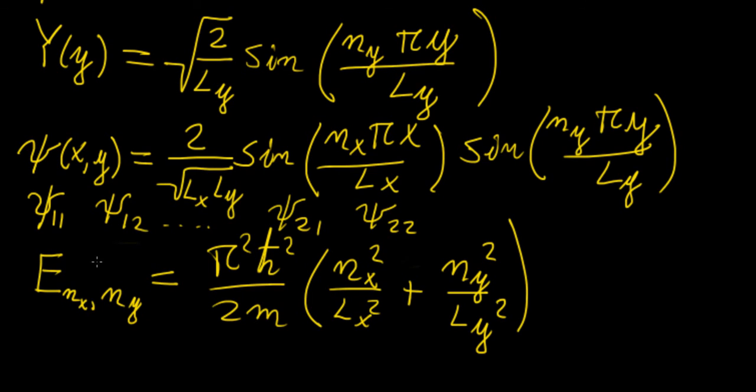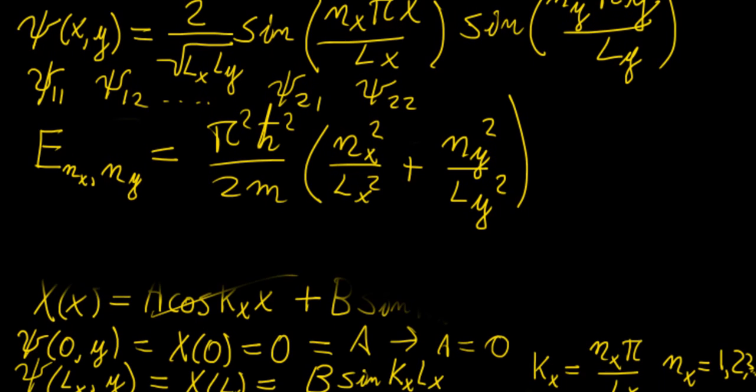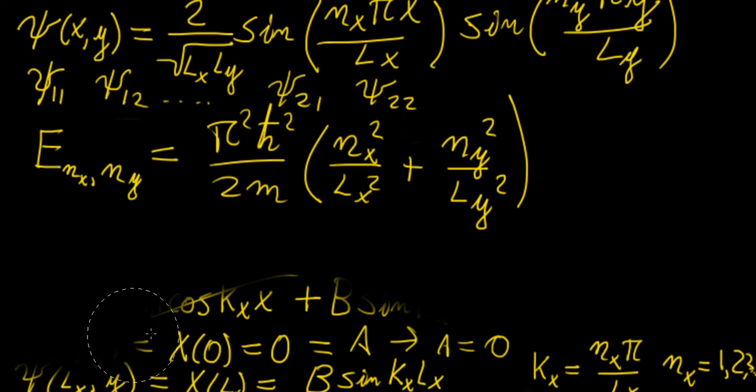So the energy levels are going to be a sum of those two energy levels: the energy levels in the x direction and the energy levels for y. So that's what is going to go. And the interesting thing about this is that we can extend this very easily to the three-dimensional case. So let's have a look at the actual particle in a three-dimensional box.